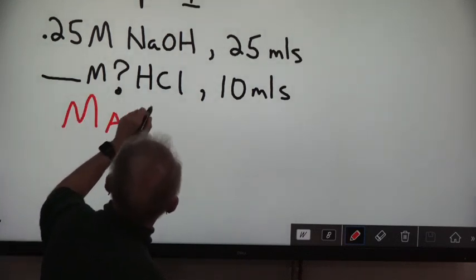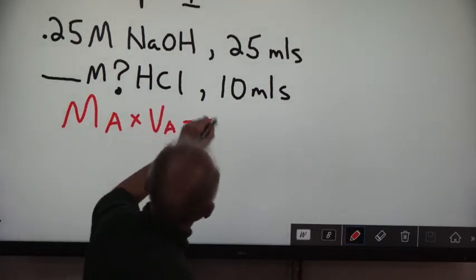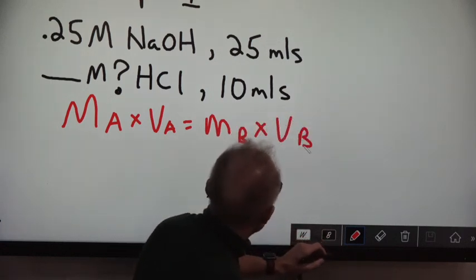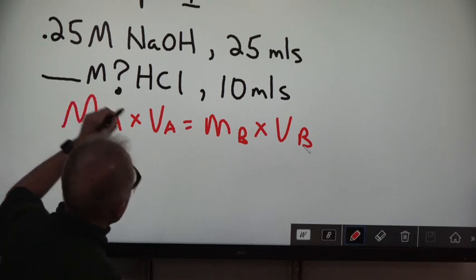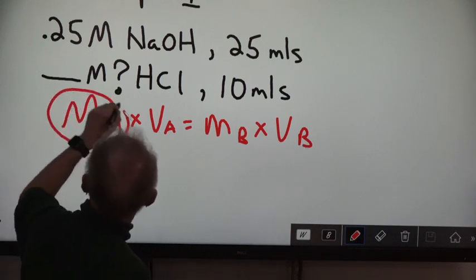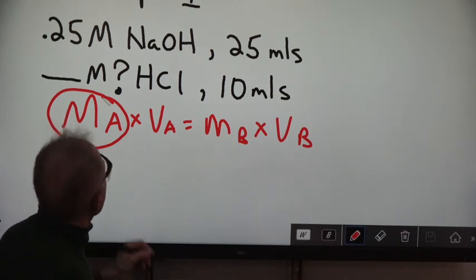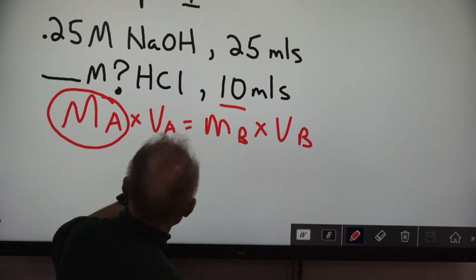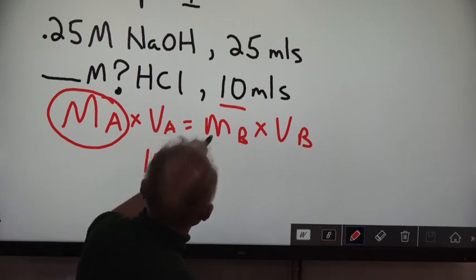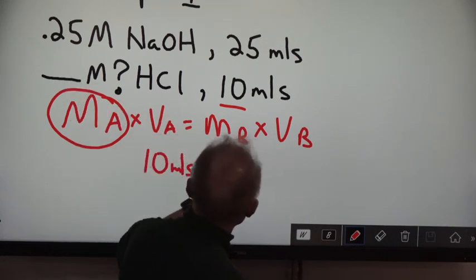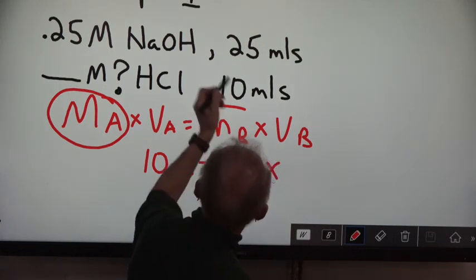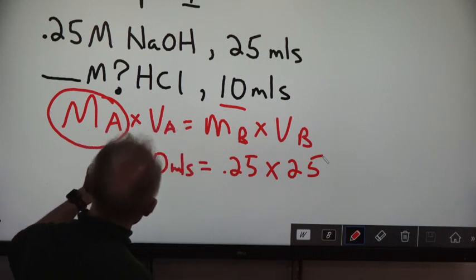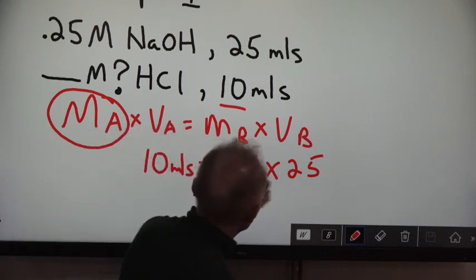MA times VA equals MB times VB. All right, so this is what we're looking for. We're looking for the molarity of the acid. We know the volume is 10. The molarity of the base is 0.25 times 25. So we have to get the 10 on the other side.